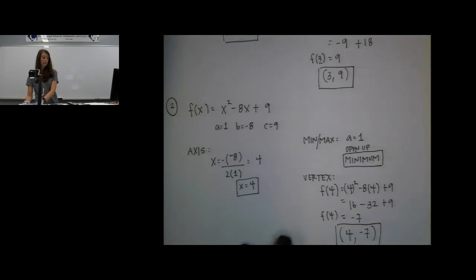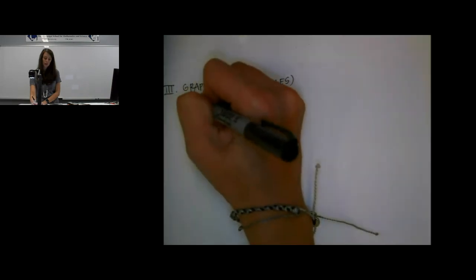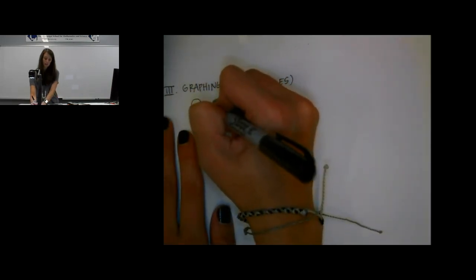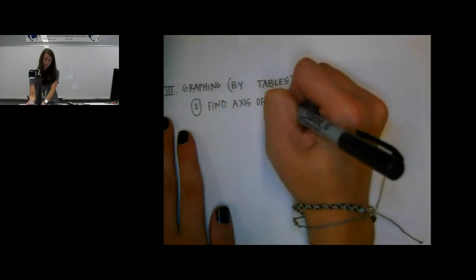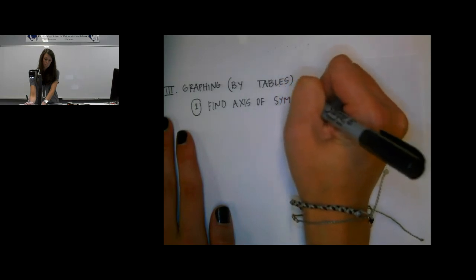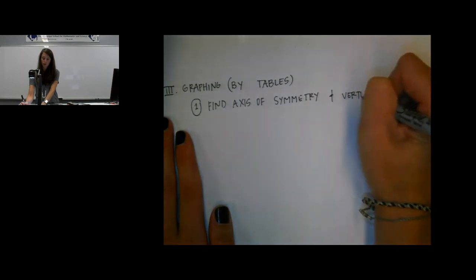And you definitely will see this again in college algebra when you take college algebra. Okay? All right. I showed you how to graph using your calculator, but I also want you to know how to graph by hand. So, graphing quadratic equations by tables. The first thing that you need to find is the axis of symmetry, and the vertex, so that'll lead you to the vertex.